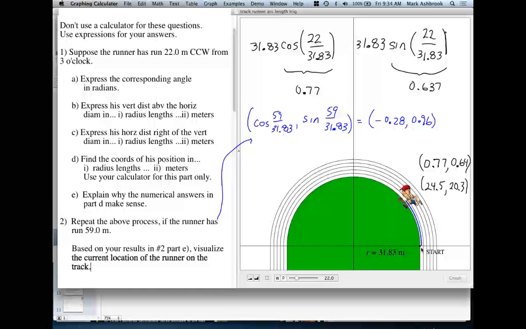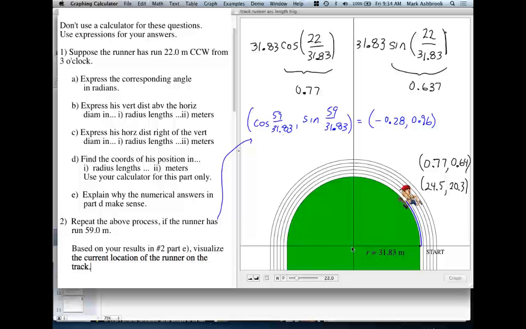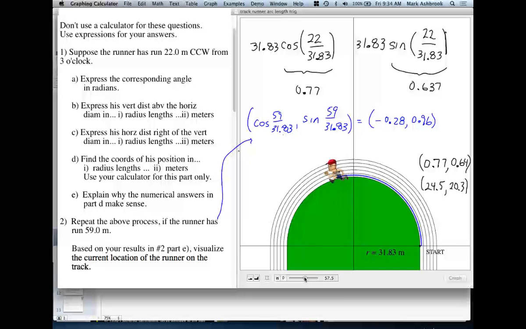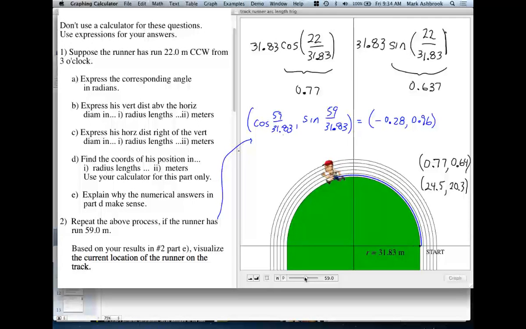So, tell me where to stop. Yeah, right around here. He's going to go just about a quarter to the left, and it'll be almost all the way one radius length up. So if I set this on 59, there it is. So this is him running 59 meters. He's a little more than a quarter to the left of the vertical diameter, and almost all the way, 96% of the way up to one full radius length.